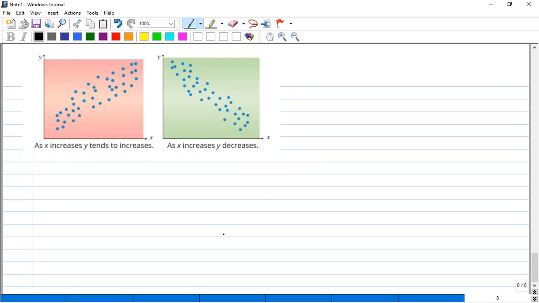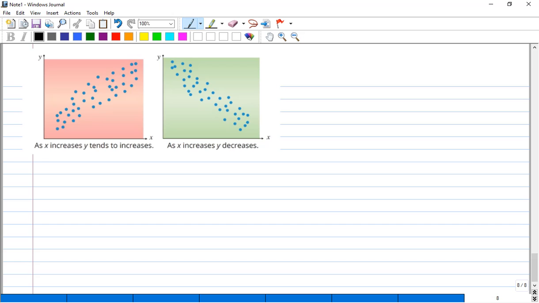As x increases, y tends to increase. That's going to be a positive relationship. As x increases, y tends to decrease. That's going to be a negative relationship. So the slope of the line, if there was a line to go through that set of data, would be positive if there is a positive relationship and negative if there is a negative relationship. All right.